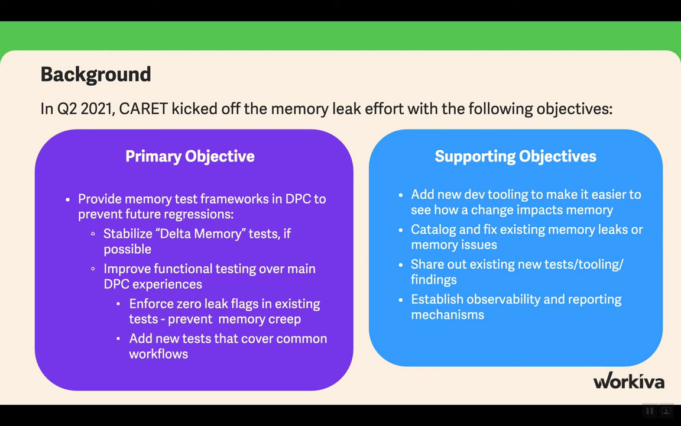We had some supporting objectives too. Those range from adding new dev tooling to make it easier to see how changes impact memory, cataloging and fixing existing memory leaks or other memory issues, sharing out existing and new tests, tooling, and findings, and establishing observability and reporting mechanisms. The last part is something we are actively engaged on in this quarter, Q3 2021, on the Carrot team.